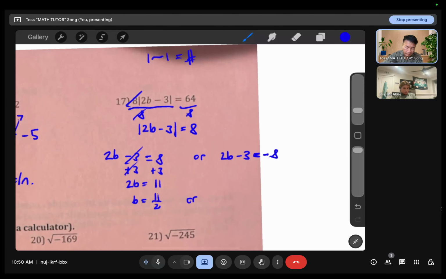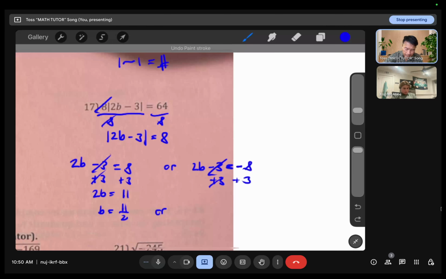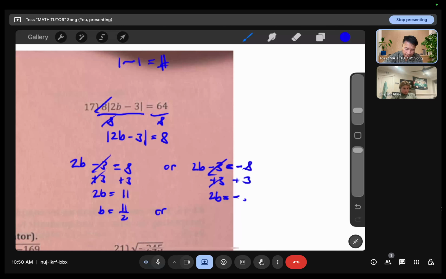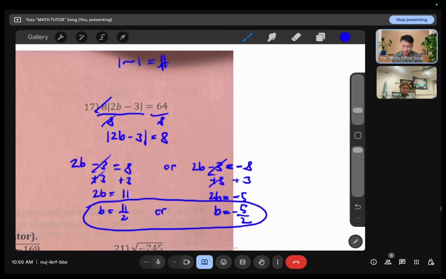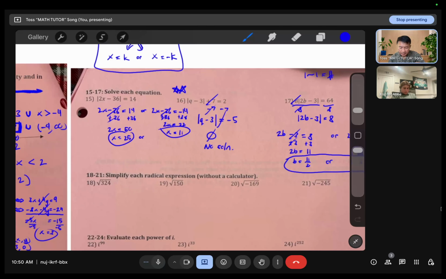And the or, right? Add both sides by 3. 2b equals negative 5. Divide both sides by 2. You're left with negative 5 over 2. So here's the answer together. Okay. Right. Are we okay with that?